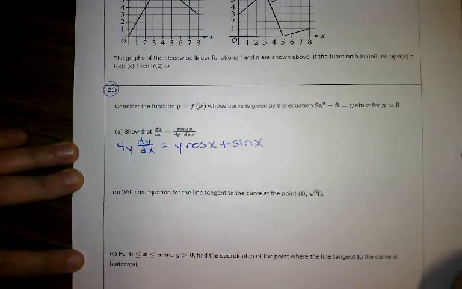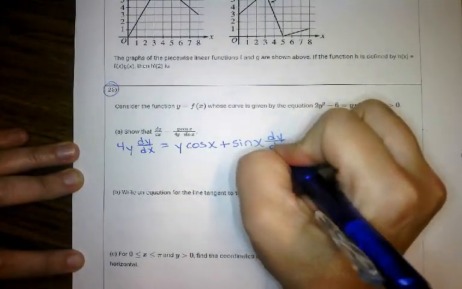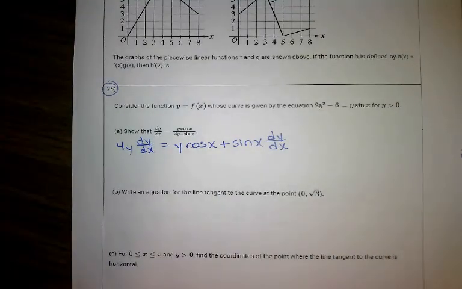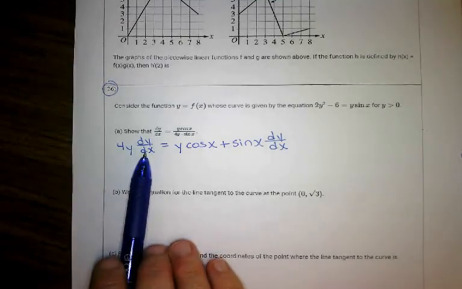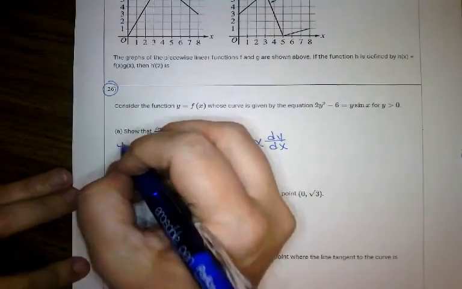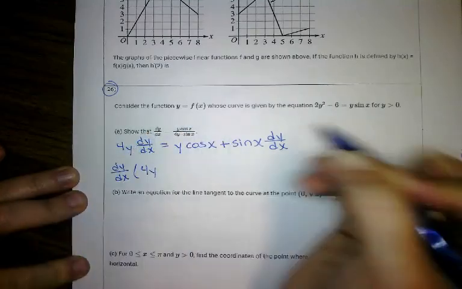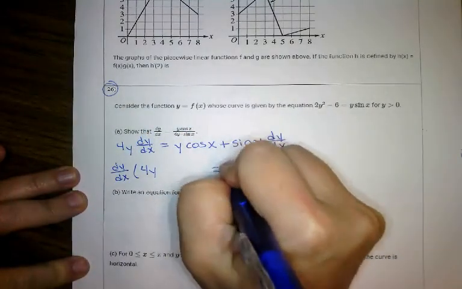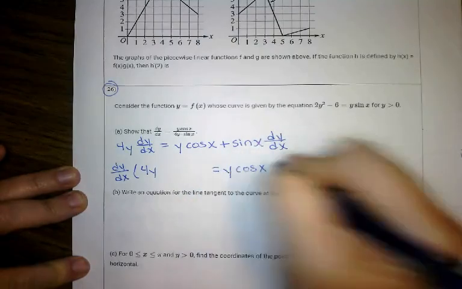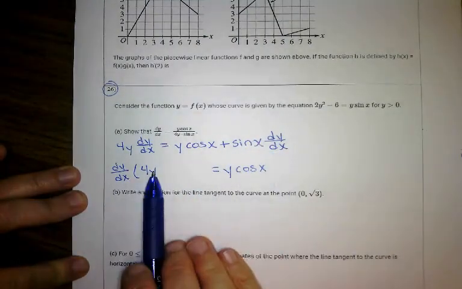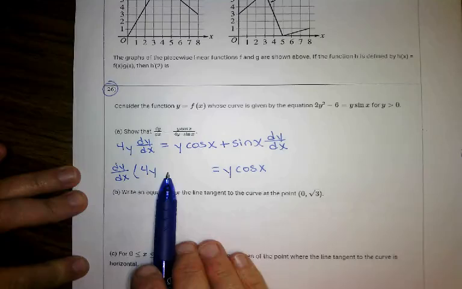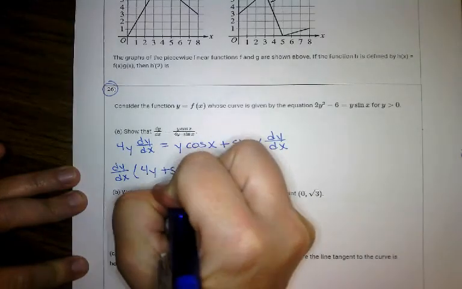Okay, now I'm going to organize. I would like to get my dy dx's on the left. This one needs to come over here. So when I move this over here and factor it out, I'm going to have a sine x over here. Okay, now I just need to divide by this term to get dy dx by itself.